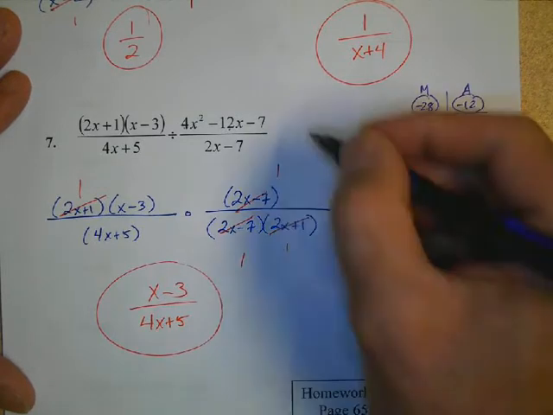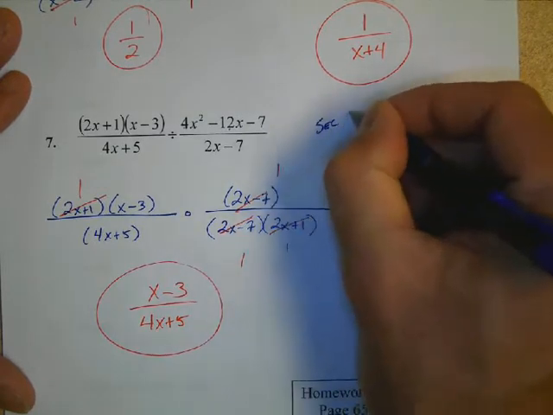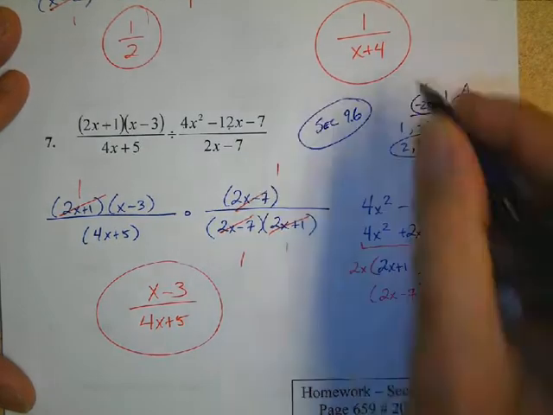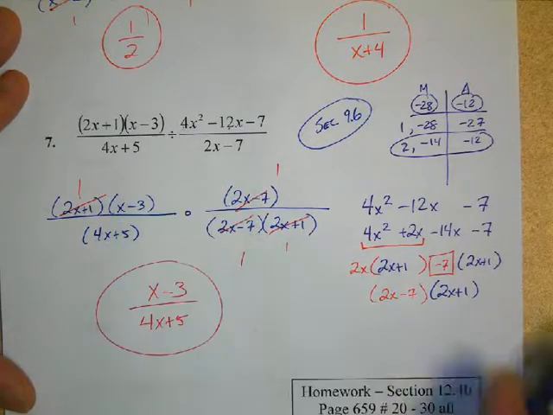The 2x plus 1's cancel, the 2x minus 7's cancel, and we're left with x minus 3 over 4x plus 5. So it's important to remember all of our factoring stuff. If you need extra help with this, take yourself back to section 9.6 for a review over factoring with a number in front of an x squared.